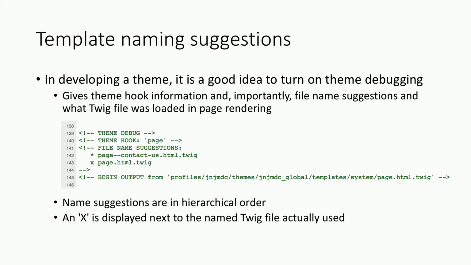Most importantly, we can conceptualize and say, I think when I render this page, it's going to load this particular template. And you load it and you get it wrong. That's okay. If you turn on theme debugging, it's going to tell you exactly which Twig file was loaded. In this case, it's my profiles, themes, my particular theme name, template system, page.html.twig. Okay, I know exactly what file I have to edit, especially if I created it, which I hopefully created if it's in there. The name suggestion also has an X next to it. We did not use page-contact us. We used page.html.twig. So we have an X next to the one we actually used.